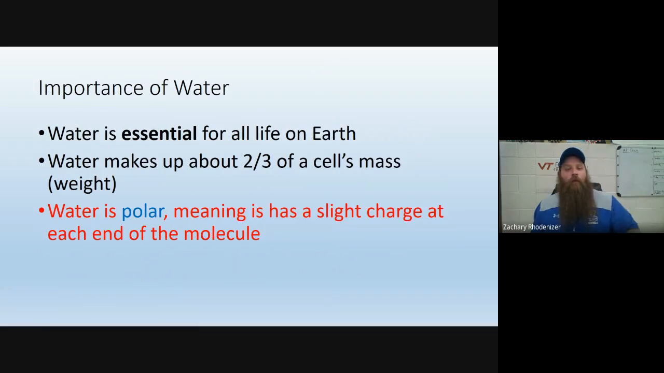So let's get going. First, water is absolutely essential for all life on Earth. You probably already know that. Something that you might not know is that about 2/3 of a cell's mass is water. So when you see commercials saying the human body is 66% or 70% water, sometimes they round. What they're basing that on is the fact that a cell is about 2/3 water by mass. And that water is found in the cytoplasm, which we will learn about later in the year, the jelly that everything in the cell floats in.